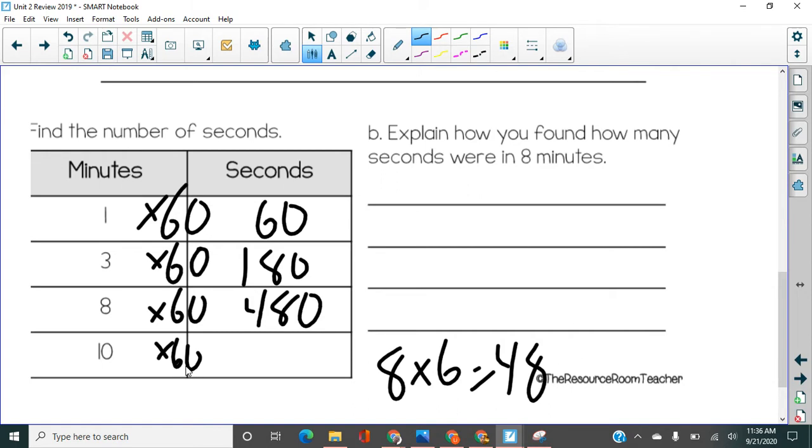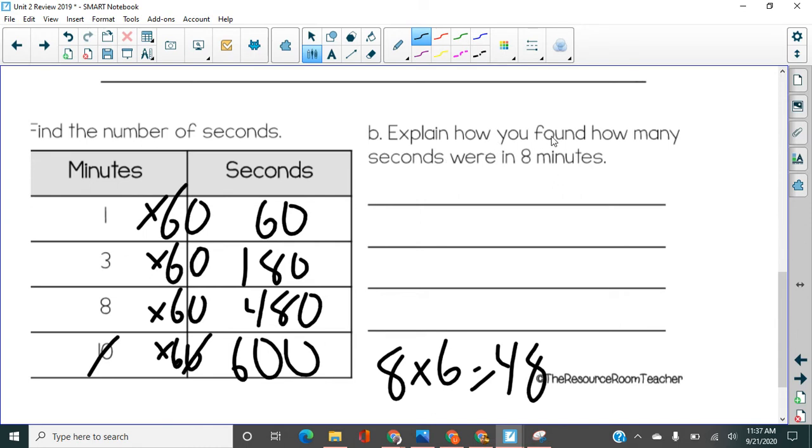What's the last one? 10 times 60. Okay, should have said 600. You wouldn't want to have an answer less than 600. If you had an answer less than 600, that wouldn't make sense because the 8 was 480. So we cross off both zeros. 1 times 6 is 6. And since we crossed off 2 zeros, we had to put 2 zeros back.